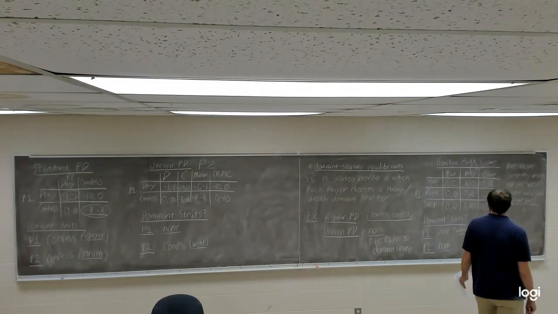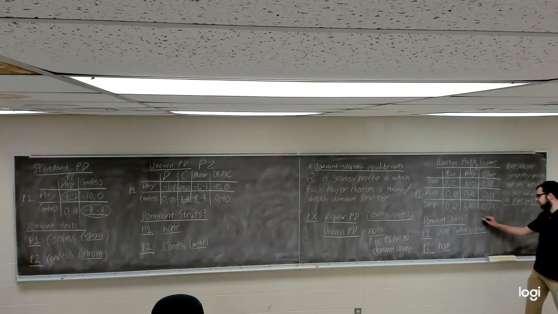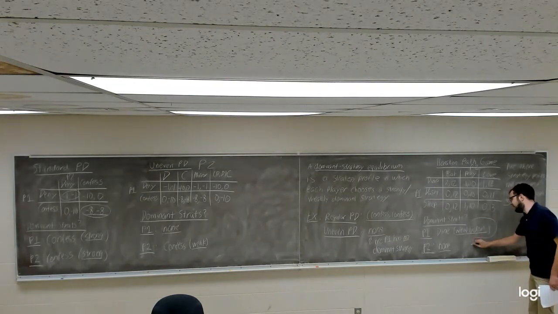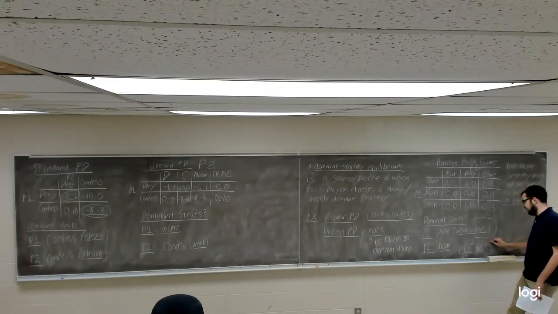So does the iteration pack game have a dominant strategy equilibrium? Answer that down here. Dominant strategy equilibrium? Turns out the answer is no, as player 2 this time has no dominant strategy.